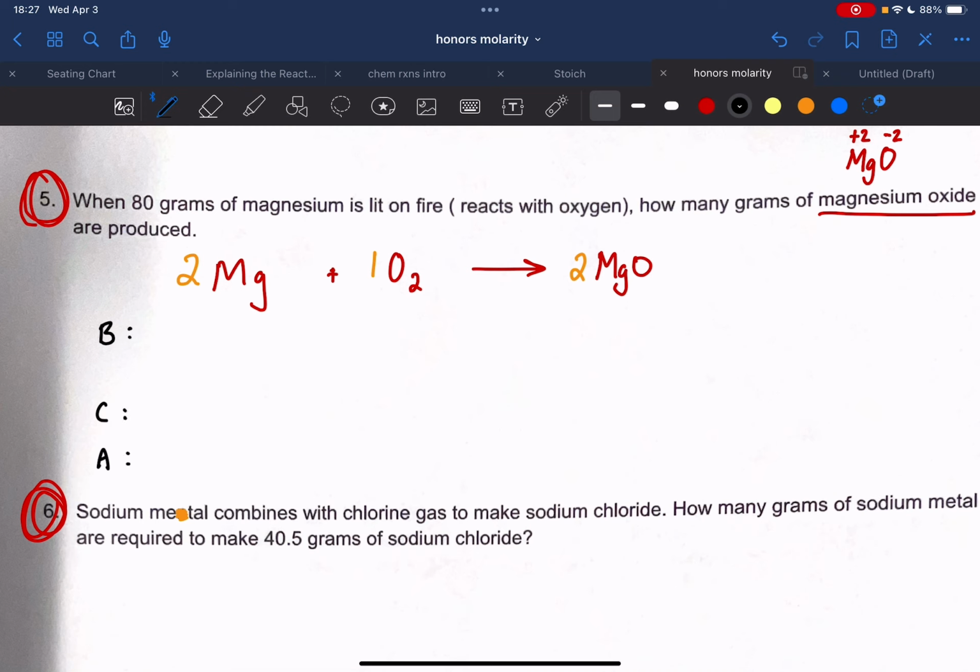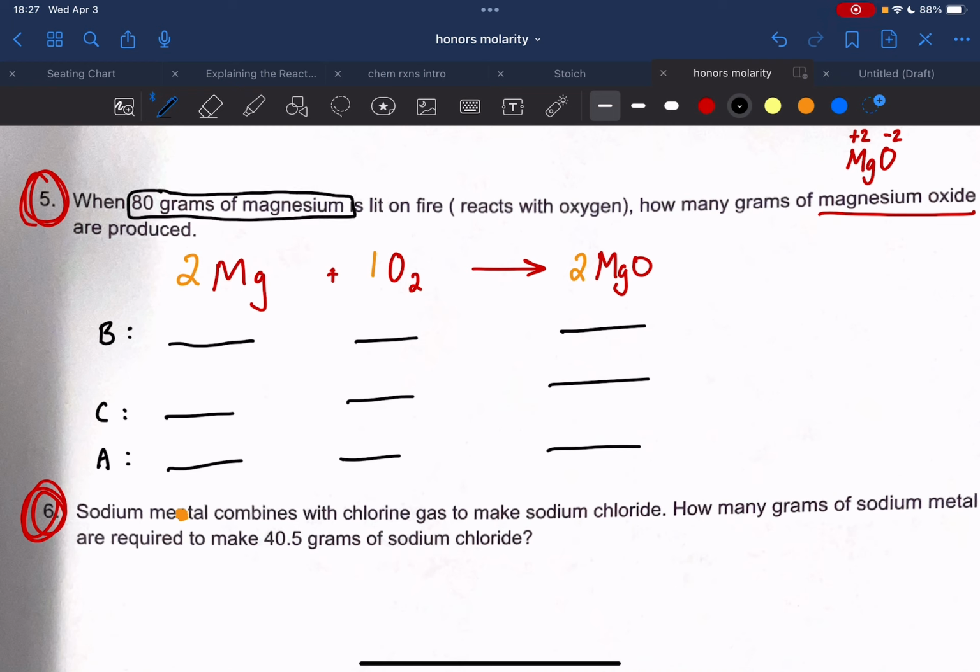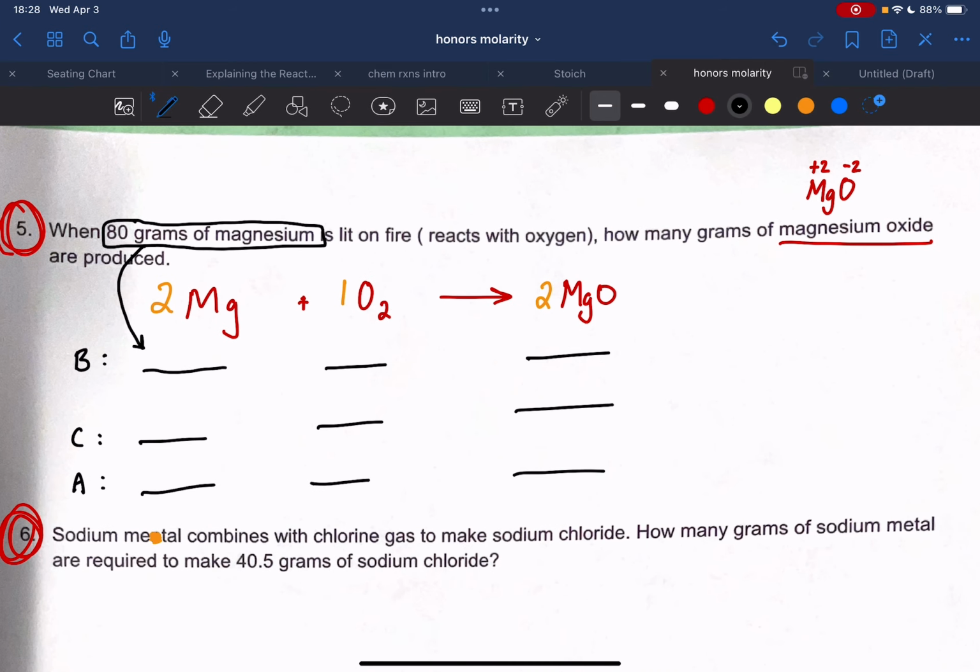Remember, my BCA table is good at keeping track of amounts of different chemicals during a chemical reaction, or before, during, and after a chemical reaction, actually. And so we can take this 80 grams of magnesium and decide that this is before the reaction happens. So I'm going to put that quantity right here. But the problem is that grams actually cannot go in our BCA table ever. Before putting anything in our BCA table, we have to convert into moles.